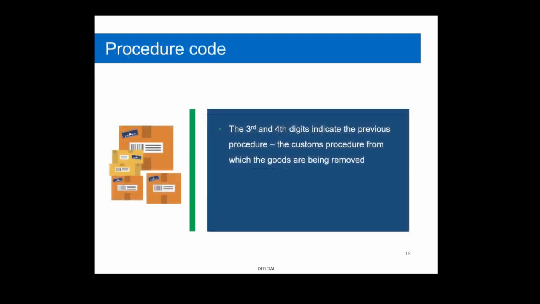The third and fourth digits indicate the previous procedure. In other words, the customs procedure from which the goods are being removed. Using 00 as the third and fourth digits indicates that the goods haven't been subject to any previous procedure. Therefore, Hallie will be using the code 00 as the third and fourth digits.